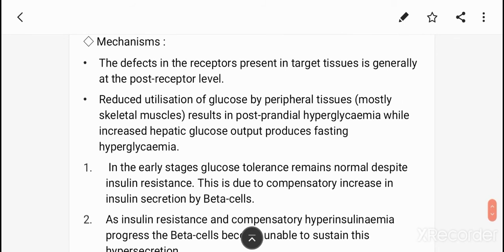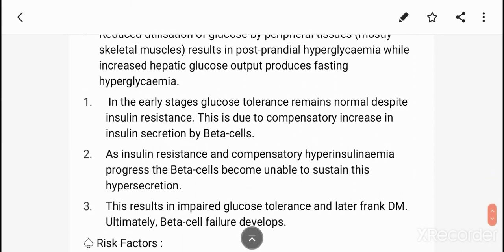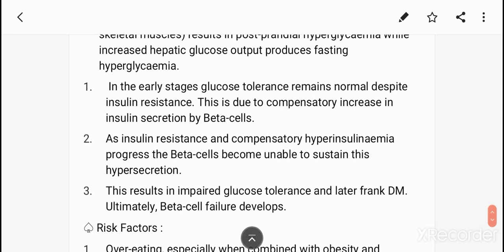See, first, the defects in the receptors present in target tissues are generally at the post-receptor level. So what is happening? There is reduced utilization of glucose by the peripheral tissues, mostly the skeletal muscles, which results in postprandial hyperglycemia, while increased hepatic glucose output produces fasting hyperglycemia. The fasting hyperglycemia is because of the liver, and the postprandial hyperglycemia is basically due to reduced utilization of glucose by the peripheral tissues. In the early stages, glucose tolerance remains normal despite insulin resistance.